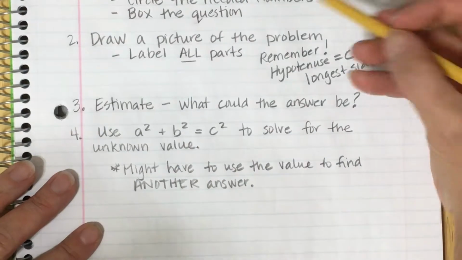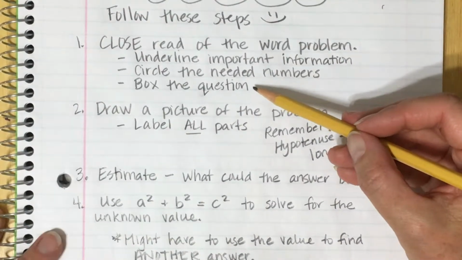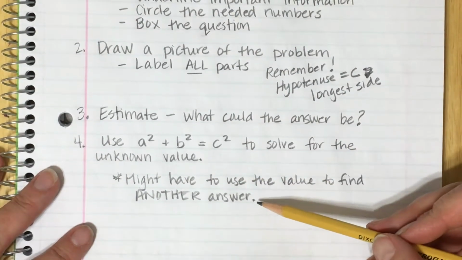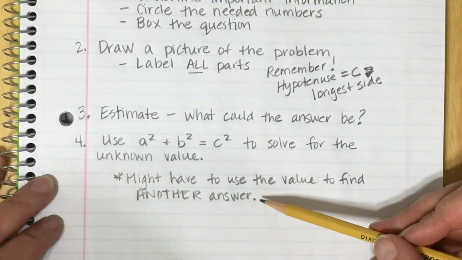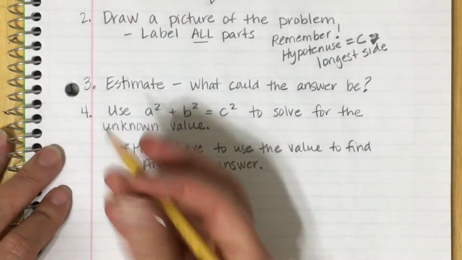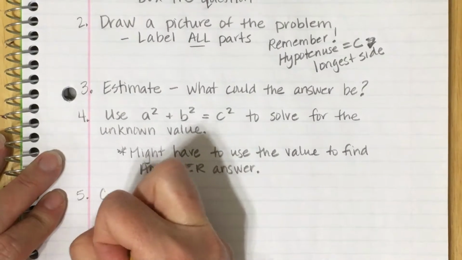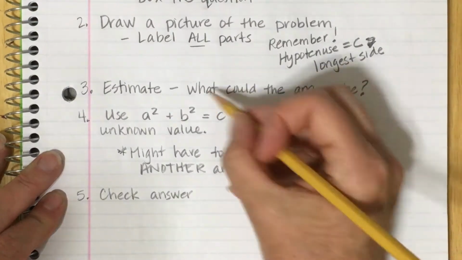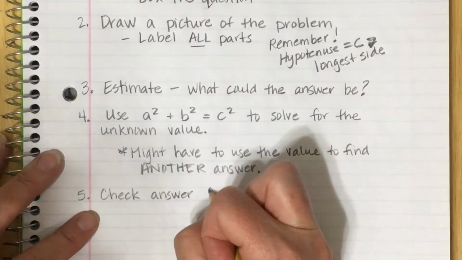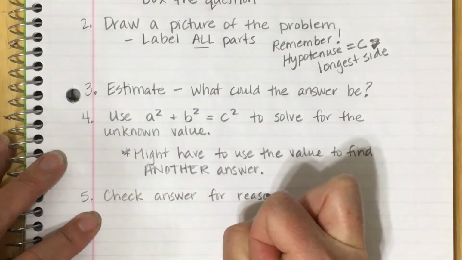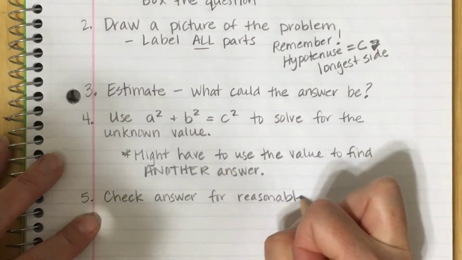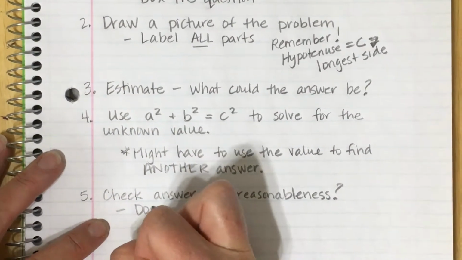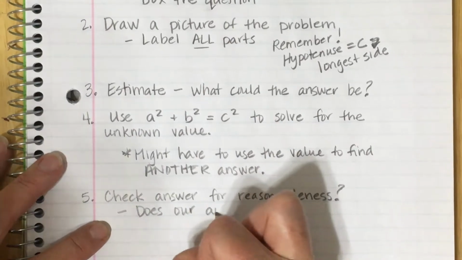That's why it's so important that we go back up here and we look at the question that we box. The answer that we found here, does it answer our question, or do we have to use that value to find another answer? Then, once we have our answer, we check it for reasonableness. We go back and look at our estimate and see, were we close? Or is it really an off number and we have to go back and check our work? Okay. Does our answer make sense?